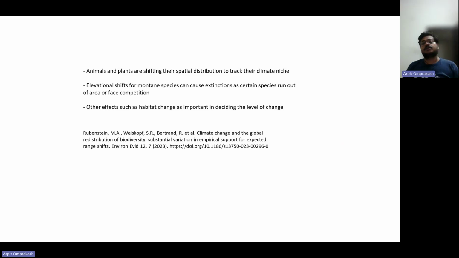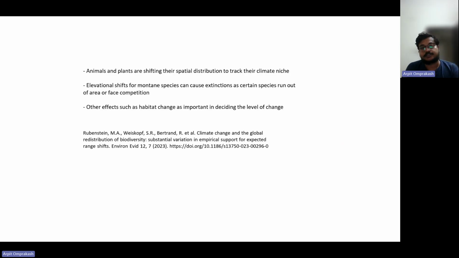So what people have shown is that animals and plants are shifting their spatial distribution to track their climate niche. As climate change increases and decreases various factors such as temperature and precipitation across the globe, the climate niche of different organisms is shifting geographically. So their spatial distribution is also shifting to track these changes. Then we have elevational shifts for mountain species. They are moving up the slopes instead of moving from one geographical region to another, and because of that, it might lead to more extinctions for them.